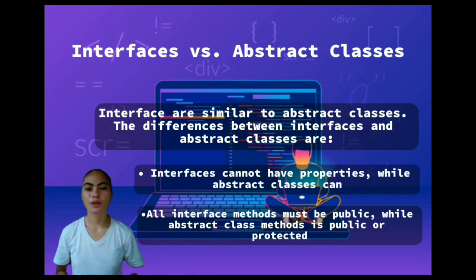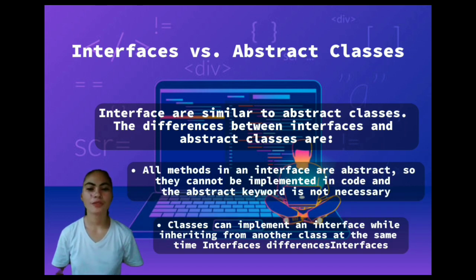All interface methods must be public, while abstract class methods can be public or protected. Both interfaces and abstract classes are used to define a contract or blueprint for classes. They provide a way to define methods that must be implemented by the classes that inherit from them. All methods in an interface are abstract, so they cannot be implemented in the interface, and the abstract keyword is not necessary.